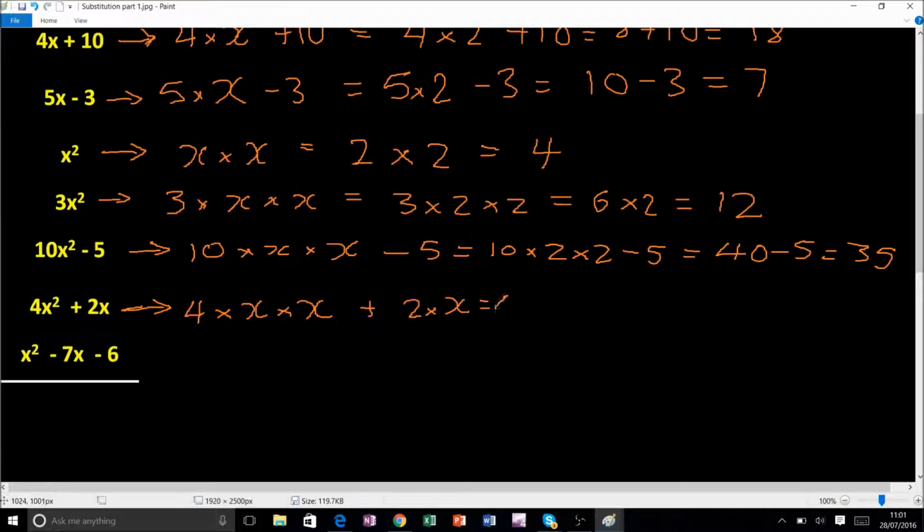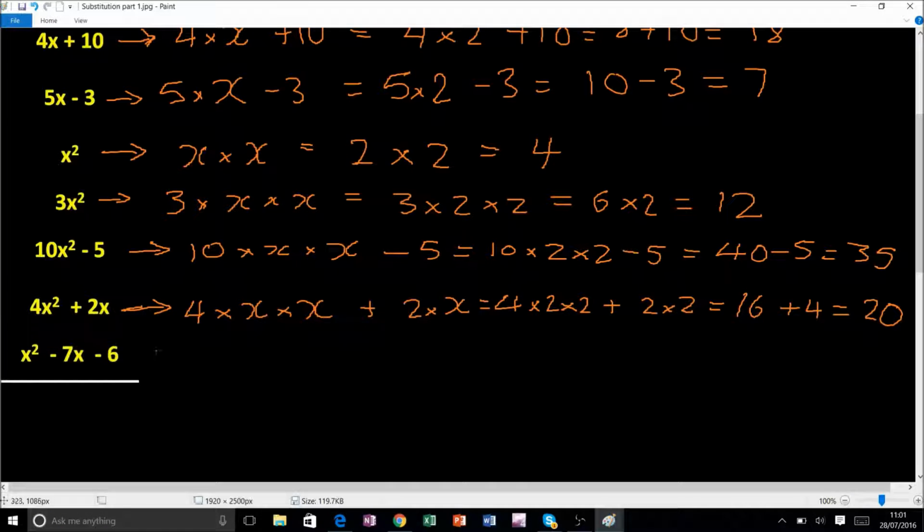So we basically got 4 times 2 times 2 plus 2 times 2, because x is 2. So let's see what that's going to give us. 4 times 2 times 2: 4 times 2 is 8, and 8 times 2 is 16. So we're going to get 16 plus 4, which equals 20.